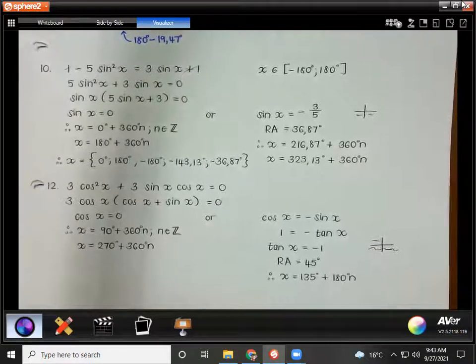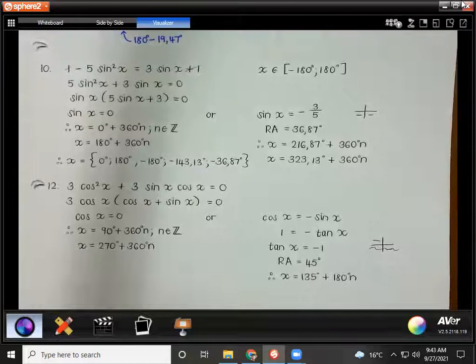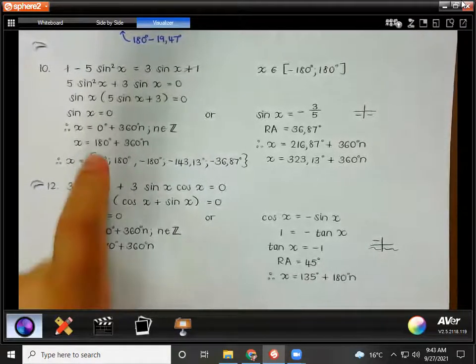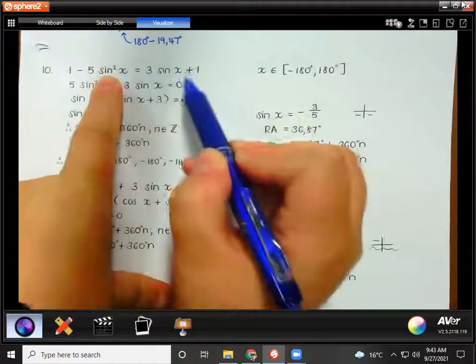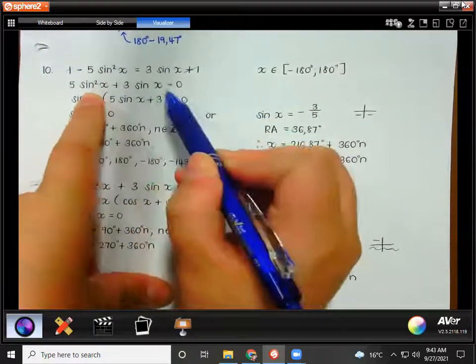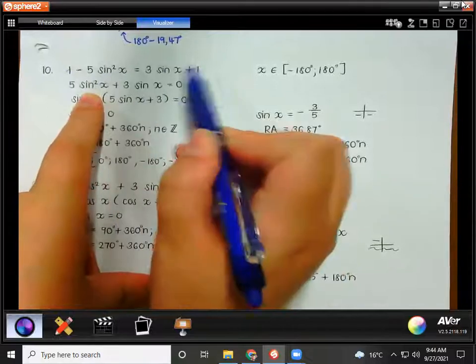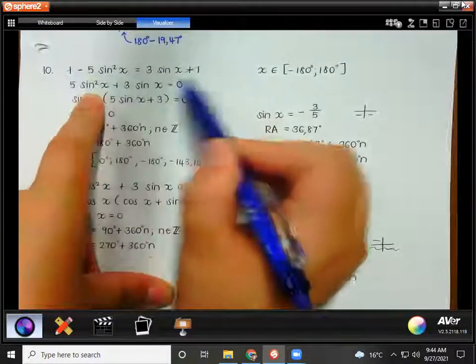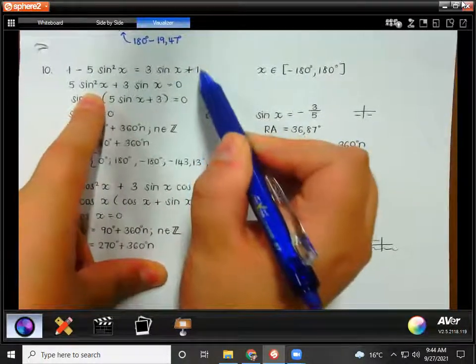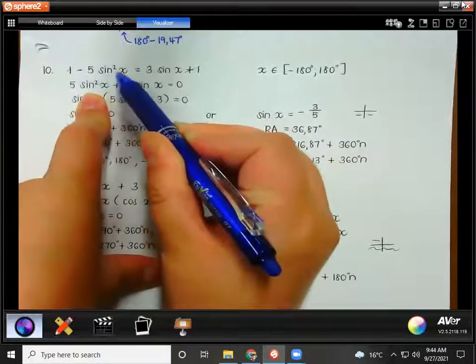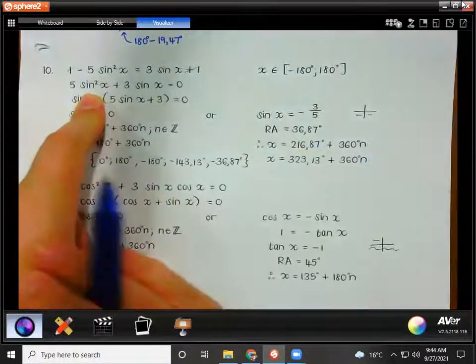That's also quite nice because we have a sine squared and a sine, so we don't have to change anything. We are going to have a quadratic equation. So we know with a quadratic equation, get everything on the one side, make it equal to 0. Now what happened here is this one and that one on that side, if you bring this +1 over, it's going to become -1. So you're going to have 1 minus 1, right?